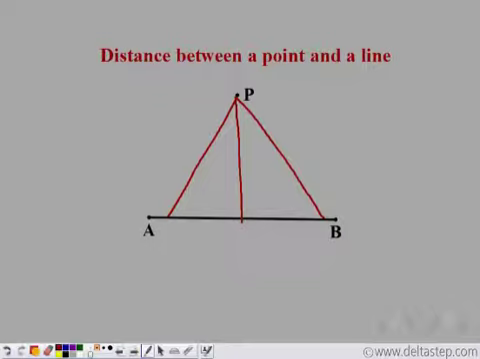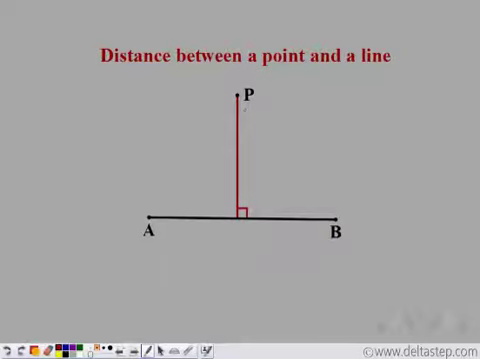But what should be the distance between point P and line segment AB? We need a unique value for that. And that is given by the perpendicular distance from point P to line segment AB. So this is taken as the distance between the point P and line segment AB. This is also the shortest path between point P and line segment AB.